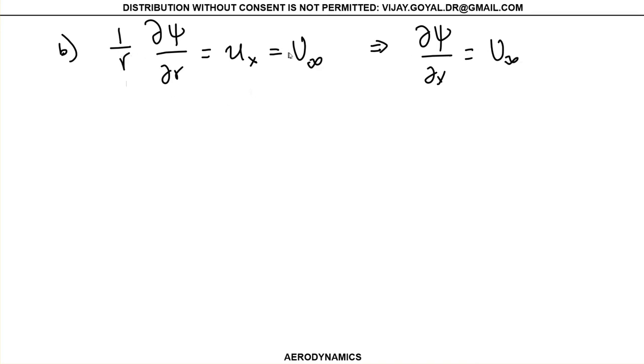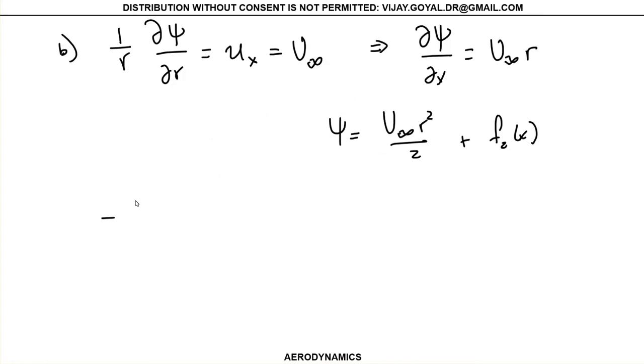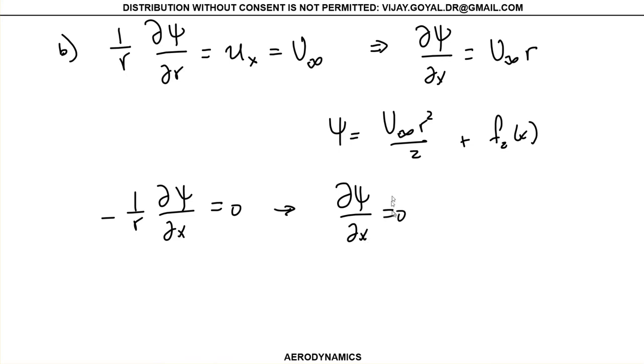This is r, so I can multiply r on both sides. So if I integrate on both sides, that would give me u infinite r squared over 2 plus a function in x which I do not know. Now I go to the next equation. From this equation, this is equal to 0 now. So that equation tells me 1 over r times the derivative of psi with respect to x is equal to 0. Okay, from here, the derivative of psi with respect to x is 0. So I find that psi is actually equal to a function of r only.